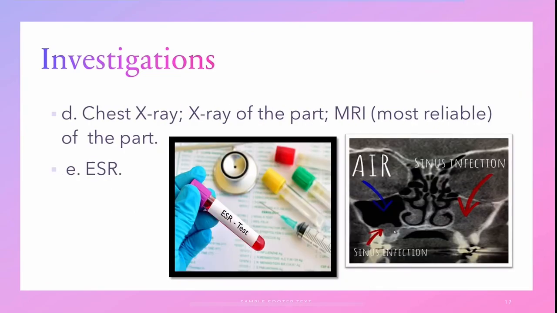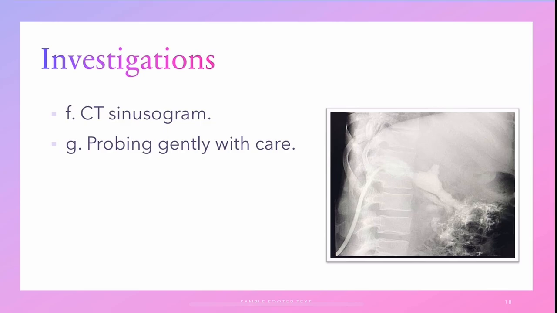Investigations continued: we have to take a chest X-ray and an X-ray of the part for which the sinus is present, and MRI is the most reliable one. ESR should also be done. The other investigations, we have CT sinusogram, as we discussed, and probing gently with care.